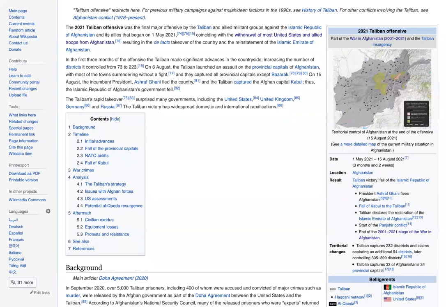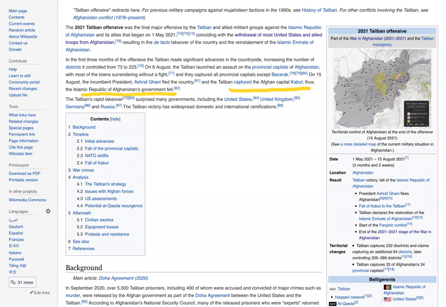On 6th August, the Taliban launched an assault on the provincial capitals of Afghanistan, with most of the towns surrendering without a fight, and they captured all provincial capitals except Bazarak. On 15th August, the incumbent president Ashraf Ghani fled the country, and the Taliban captured the Afghan capital of Kabul. Thus, the Islamic Republic of Afghanistan's government fell.